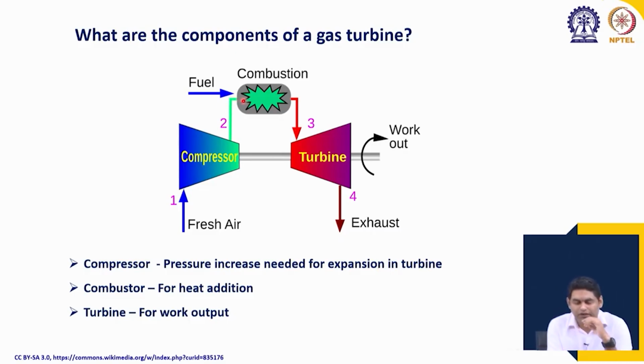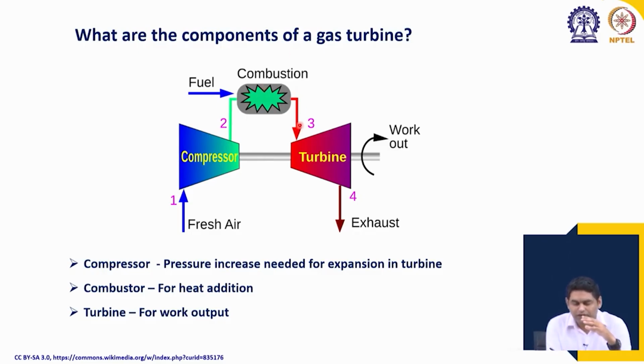Then this high pressure air goes into a chamber which is known as the combustion chamber. In this combustion chamber, fuel is injected and the mixture of air and fuel is ignited, and the combustion or burning of the fuel takes place. It is a very exothermic reaction, and generates a lot of heat. So, this combustion chamber is the second major part of the gas turbine.